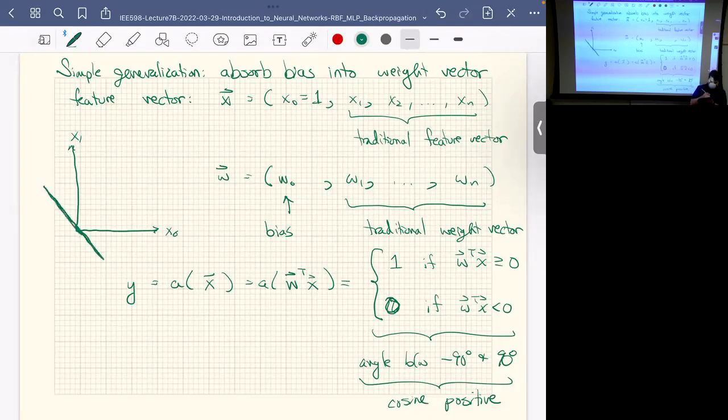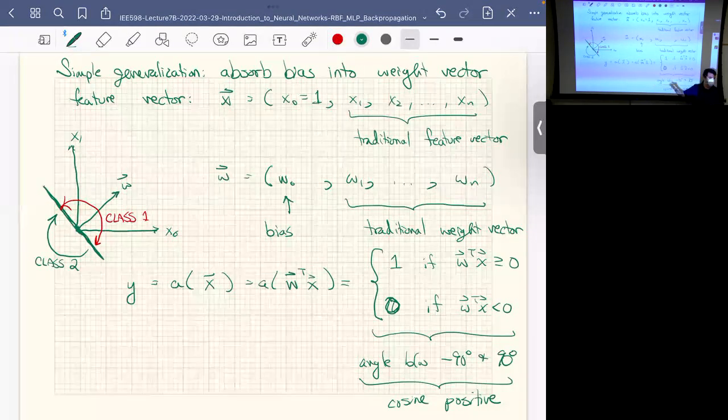And I'm trying to find an angle, w. The one class is always going to be in this 180 degrees, and the other class will be on the other side of it. Okay, all right, so that's our generalization. So how the heck do we train this? Any questions on this? I just was trying to make it easier so we don't have to have this bias term floating around.